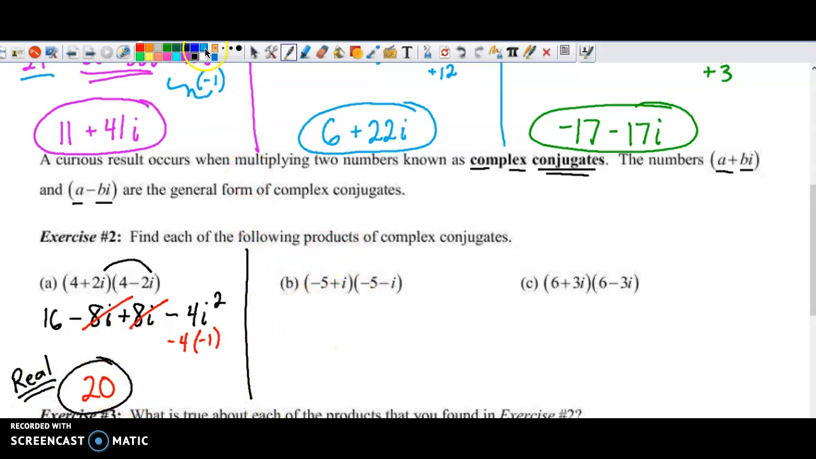So let's see if that happens for every one. Again, you can confirm that these are complex conjugates because the real part stays the same and you just negate the imaginary part. So -5 times -5 is positive 25. The outside term is positive 5i. The inside term is -5i. And positive times a negative is negative. i times i is i squared. And what you'll notice is that's the same thing as minus -1. So 25 minus -1 means 25 plus 1, or 26.